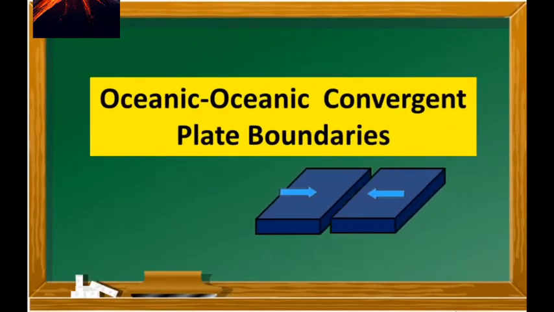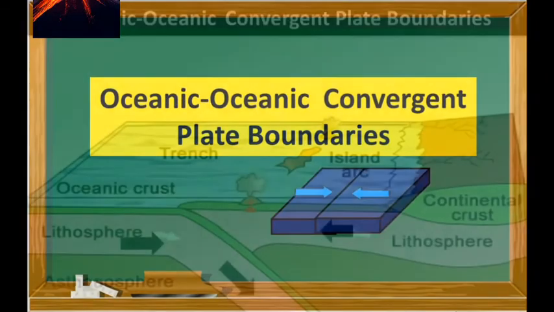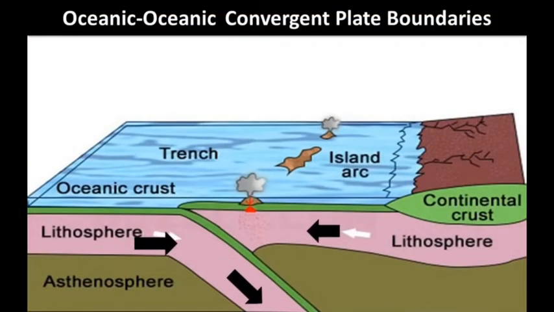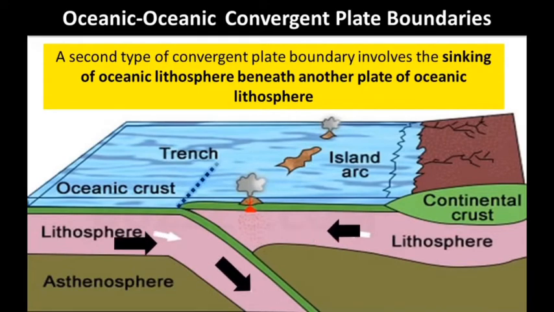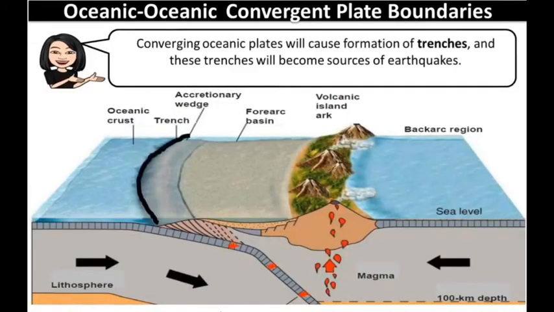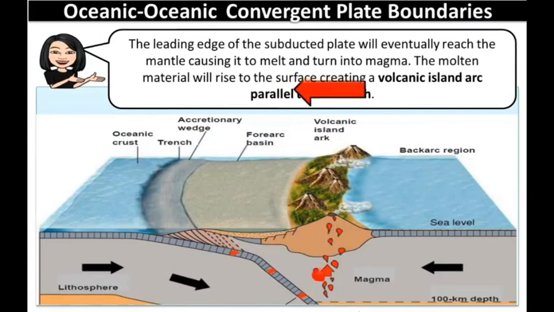Oceanic convergent plate boundaries. A second type of convergent plate boundary involves the sinking of oceanic lithosphere beneath another plate of oceanic lithosphere. Converging oceanic plates will cause formation of trenches, and these trenches will become sources of earthquakes. The leading edge of the subducted plate will eventually reach the mantle, causing it to melt and turn into magma. The molten material will rise to the surface, creating a volcanic island arc parallel to the trench.